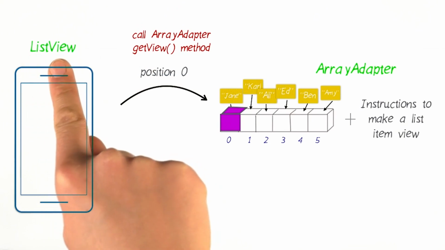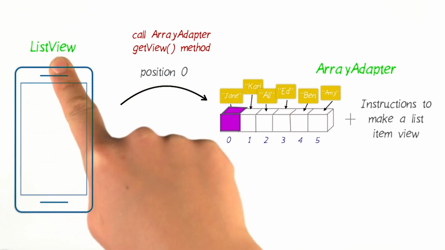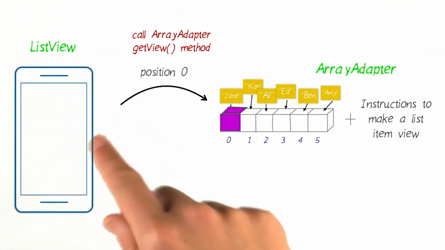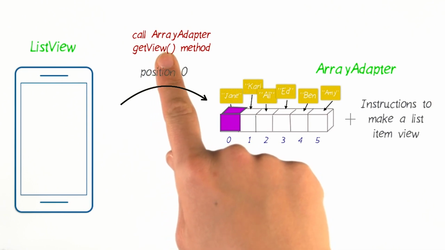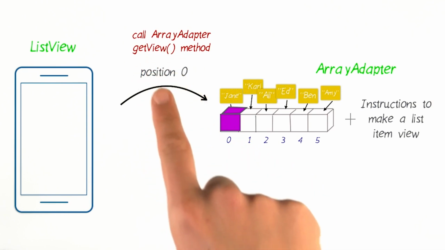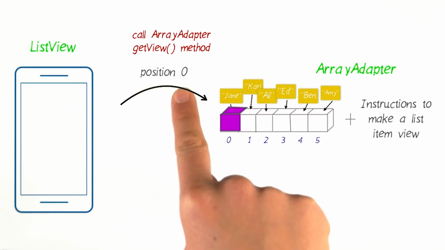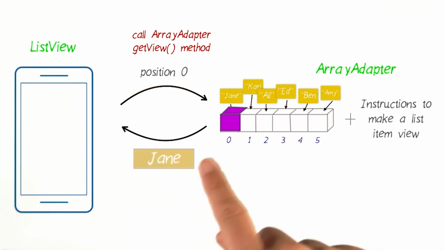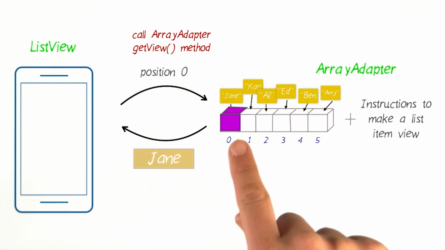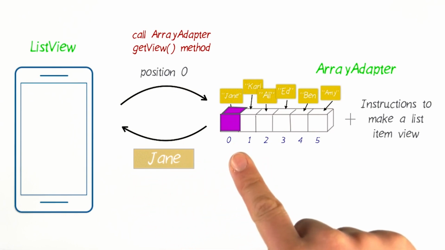So ListView calls the adapter's getView method when it needs a new view on the screen. And one of the input arguments into the method is the desired element of the list. So in this case, we have position 0 that we need. Knowing this information, the adapter returns a view to the ListView that's populated with the information from position 0.